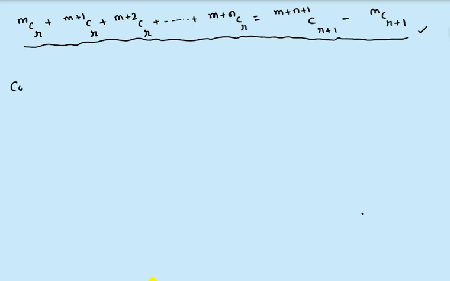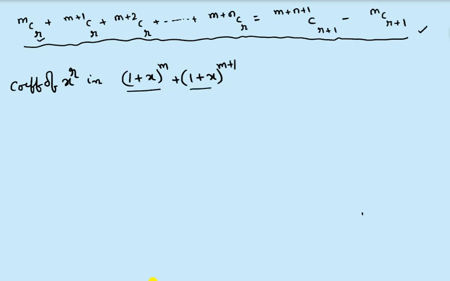The left hand side is the coefficient of x to the power of r in (1 plus x)^m plus (1 plus x)^(m+1) plus (1 plus x)^(m+n). Yes or no? Here the x^r coefficient is mCr. Here the x^r coefficient is (m+1)Cr, plus (1+x)^(m+2), and so on, plus (1+x)^(m+n).